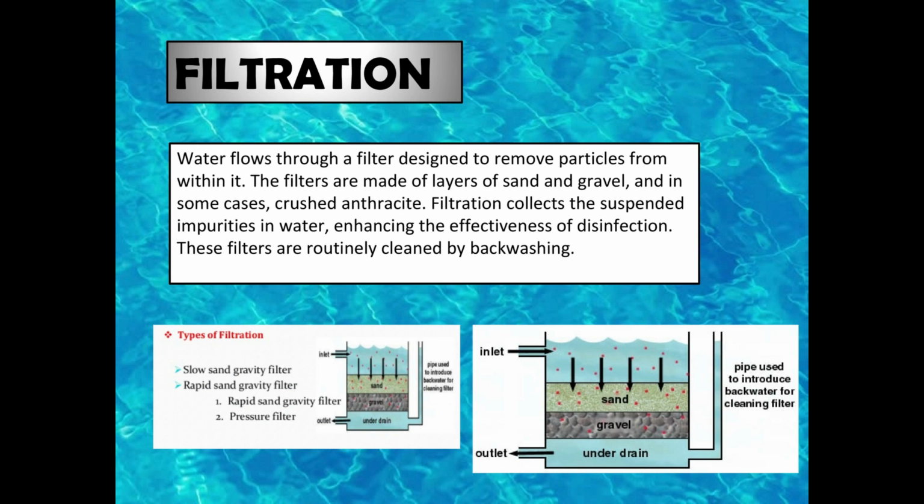Then the filtration process. Filtration is where water flows through a filter designed to remove particles from within it. The filters are made of layers of sand and gravel. Filtration collects the suspended impurities in water, improving the effectiveness of the disinfection. These filters are routinely cleaned by backwashing. There are two types of filtration, which are the slow sand gravity filter and the rapid sand gravity filter.